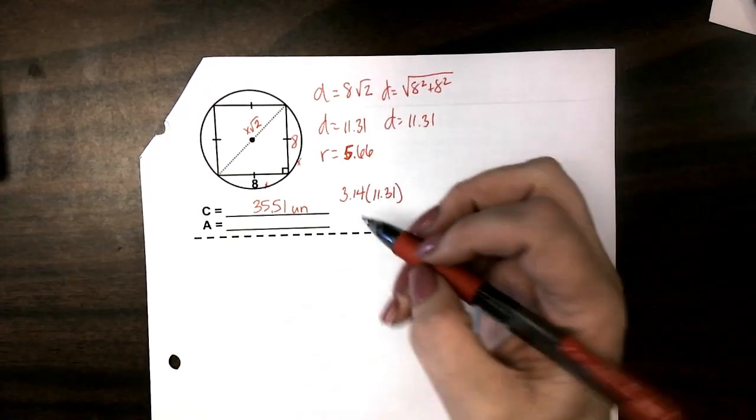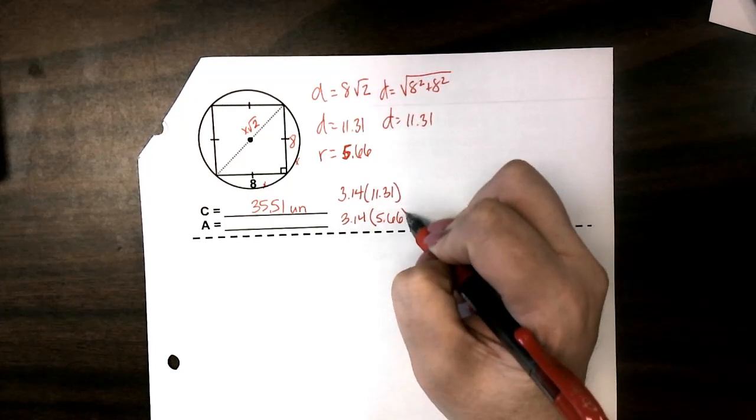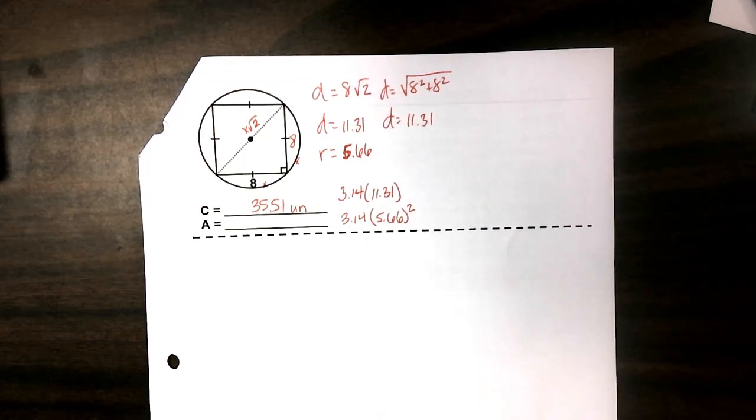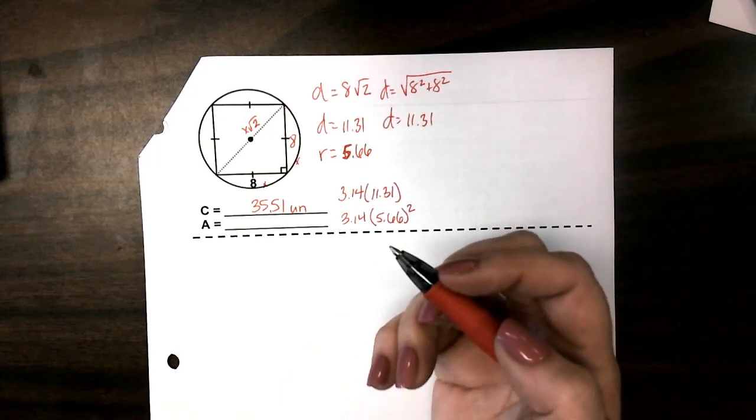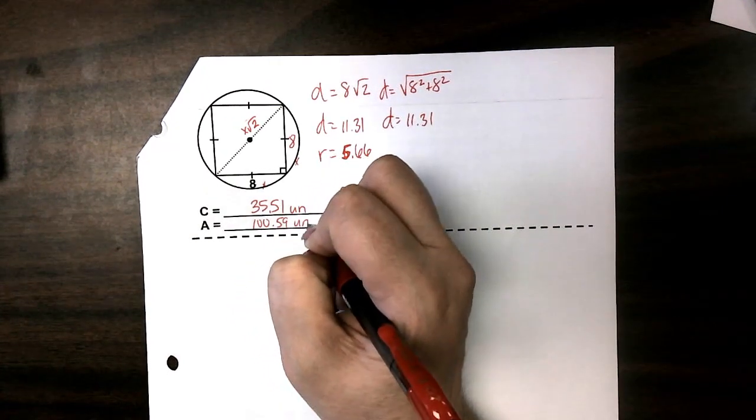And then to find area, it's pi times the radius, 5.66 squared. So we put that in our calculator. And we get 100.59. And that would be units squared.